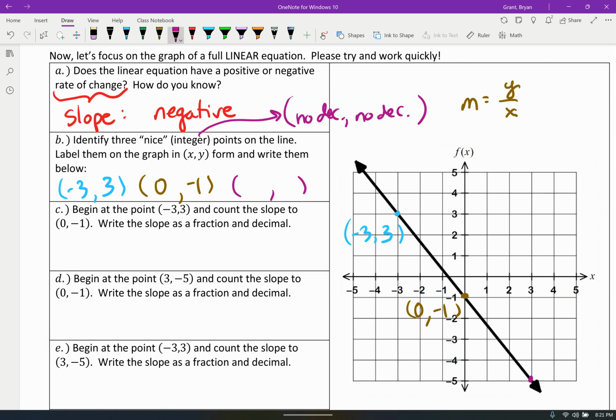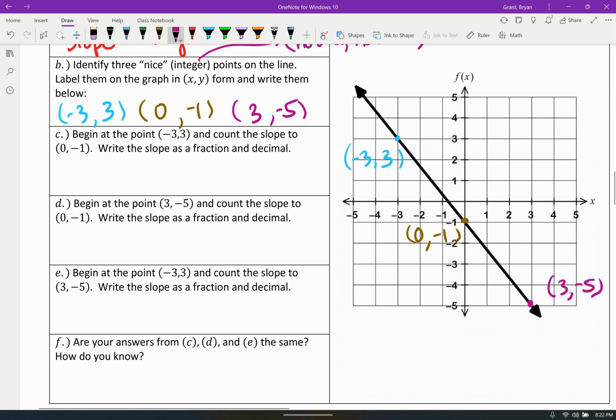What's way down in the corner there, isn't it? That looks like 3, -5. All right, we found our 3 integer points on the graph. What do they ask us to do next? Begin at the point -3, 3 and count the slope to 0, -1. Write it as a fraction and a decimal.